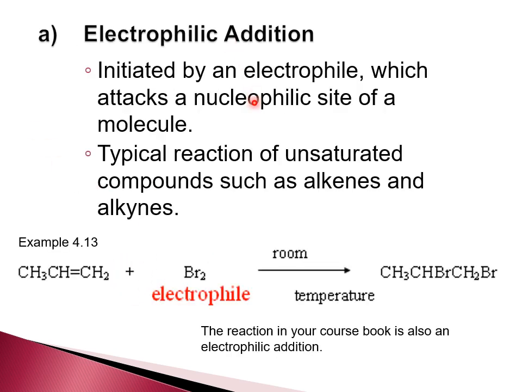In electrophilic addition, an electrophile, bromine for this example, will attack a nucleophilic site of an alkene, this is a propene, and it will take the electrons from the double bond and form a dibromopropane here. This is a typical reaction of unsaturated compounds such as alkenes and alkynes.